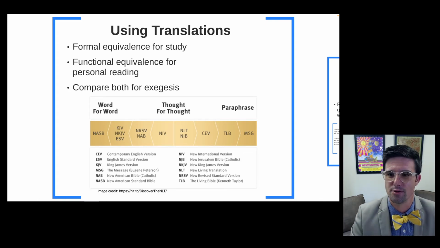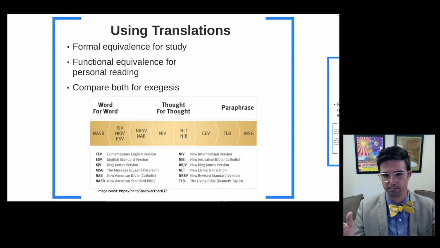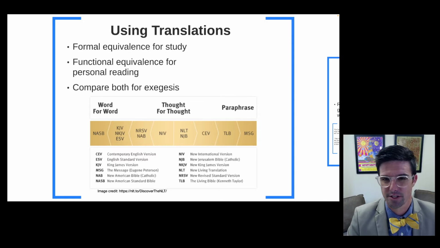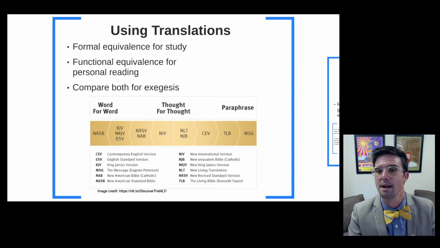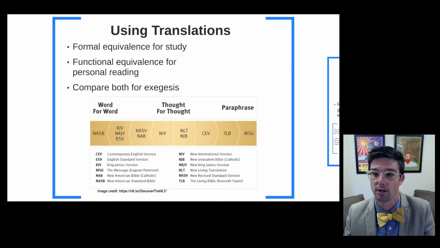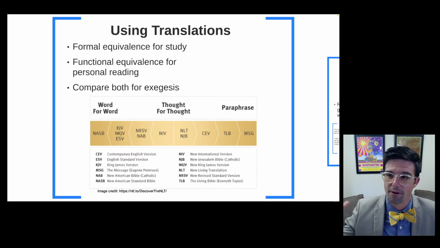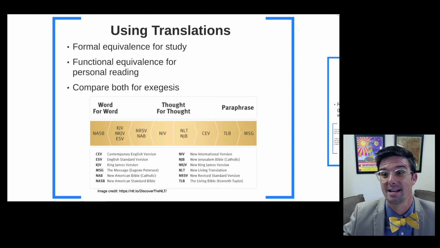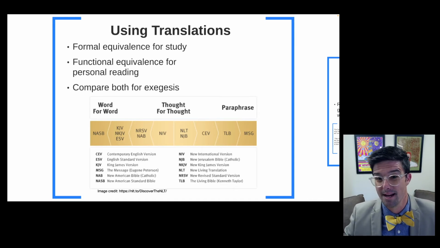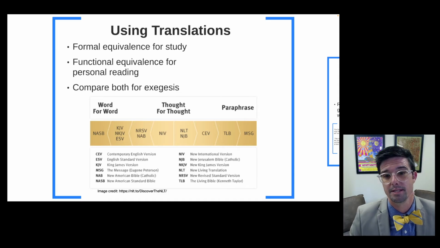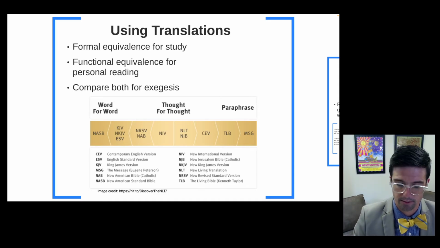And the last thing I give you here is this spectrum. So you can think of this word for word on the left side of the screen. That's the formal equivalence. And paraphrase is more like the functional equivalence. So the furthest on the functional equivalence side is going to be a paraphrase like the Message, whereas the most literal, the most word for word, is going to be something like the NASB or Young's literal translation.